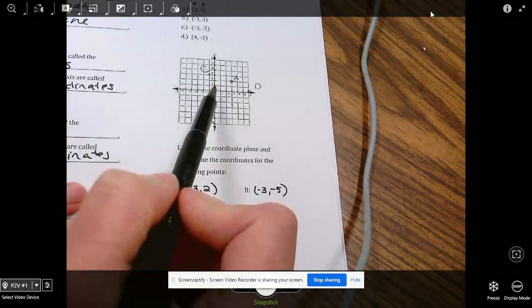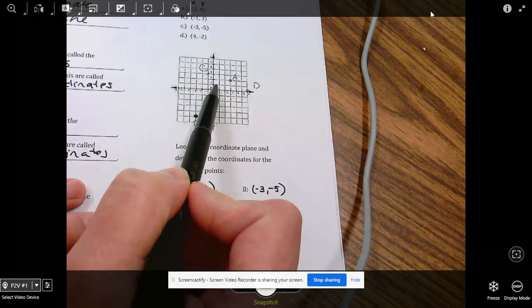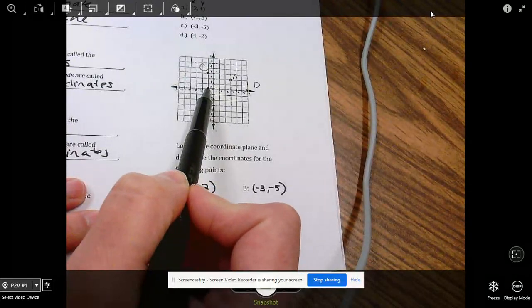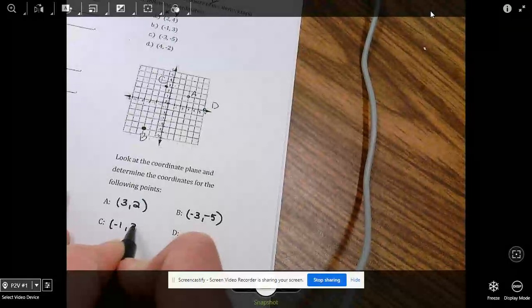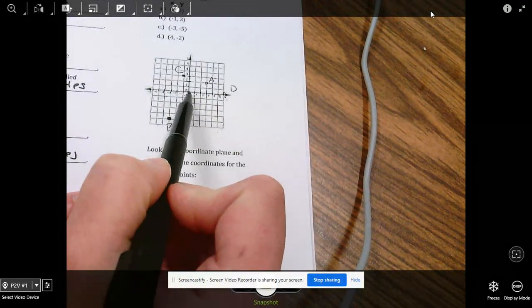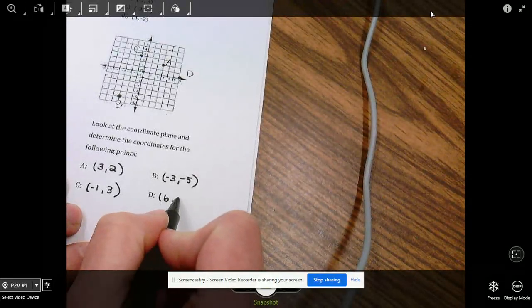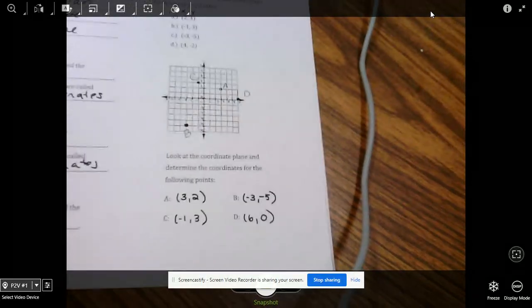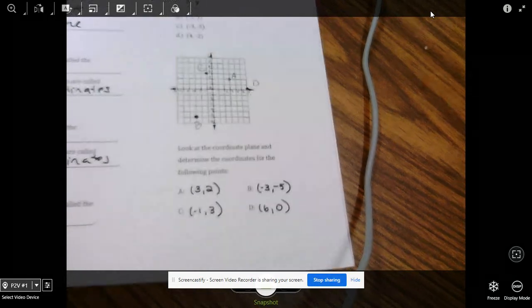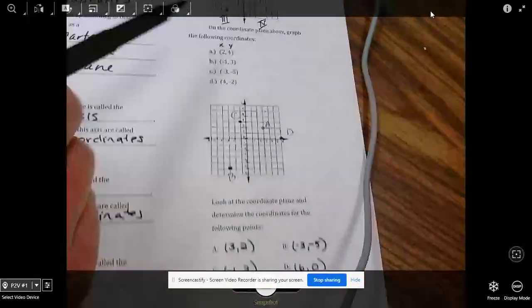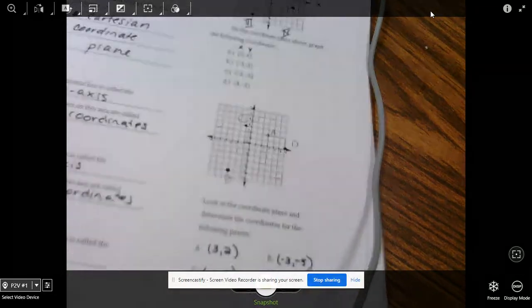For part C, we went to the left 2 and we went up. Oh, I'm sorry, we're over here. We went to the left 1 and up 3. And for part D, it's 6, 0. That's it. So that's how you graph them, and that's how you find their coordinates if they're already graphed.